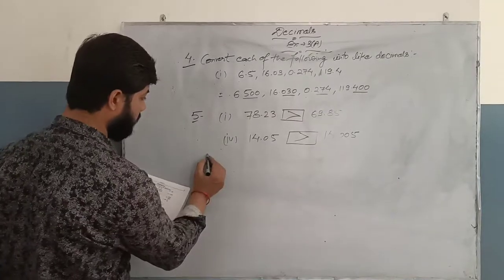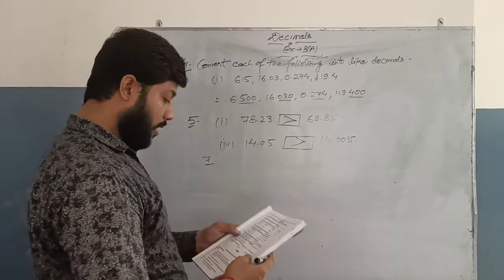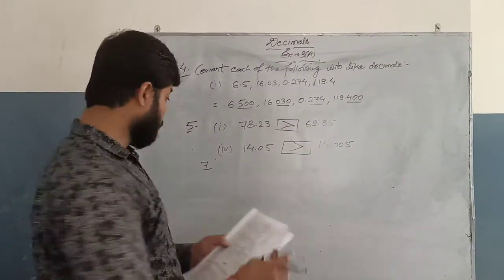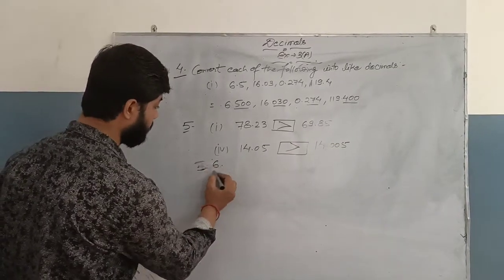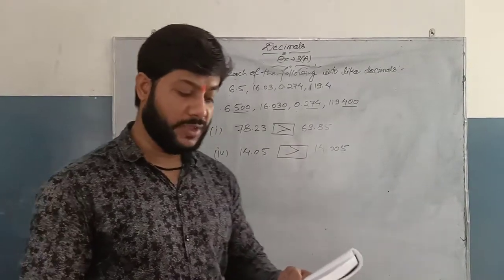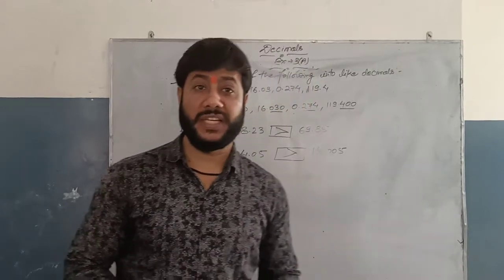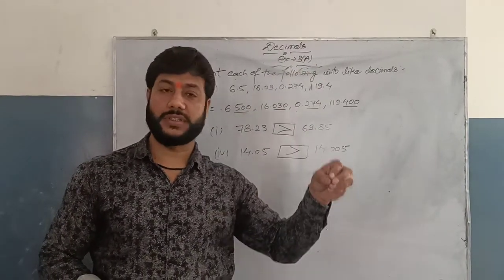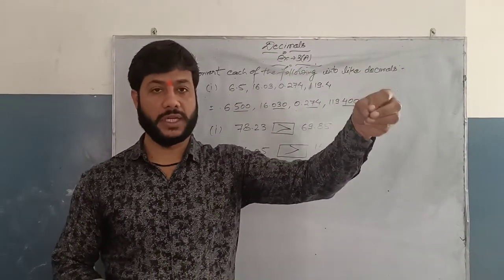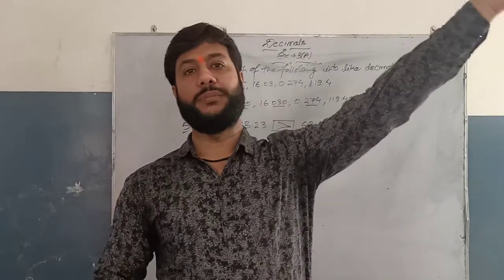Question number 6. Arrange the following decimals in ascending order. Ascending order means that the smallest one will be first, then the one bigger than it, and the biggest one last.